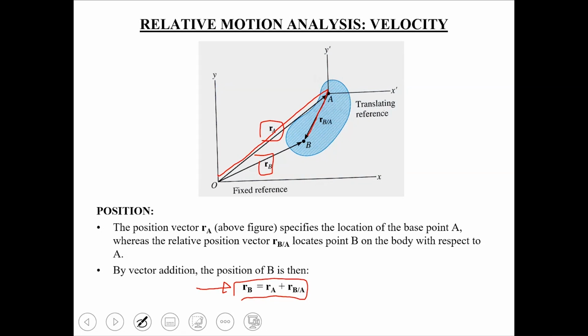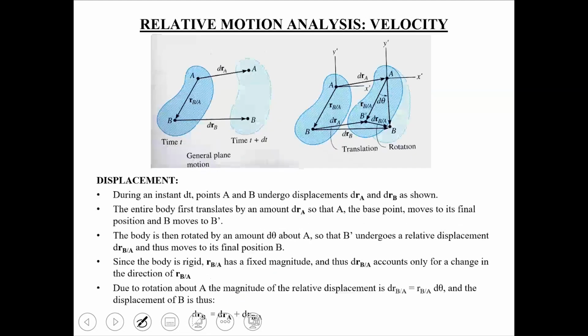Okay, now since this rigid body is undergoing general plane motion, it means that the displacement of both these points A and B is going to be different from each other. So at time t, this is the position of the rigid body which is shown to you. At time t plus delta t, this rigid body has moved to its new location in which both A and B undergo different displacements. So this dr_A and dr_B are not equal to each other.